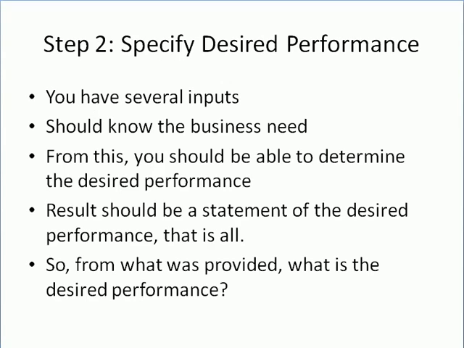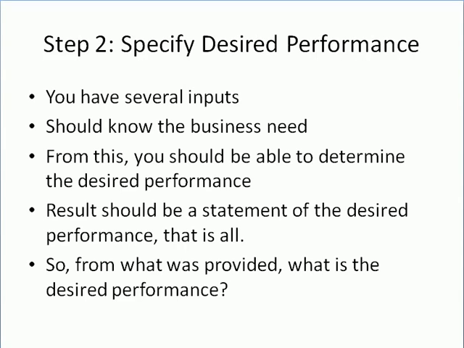Step 2 is to specify the desired performance. And again, I'll give you a moment to read what is on the screen. Basically, you have information given. You should know the business need, and from this you should be able to determine the desired performance. All that is needed here is for you to state what the desired performance should be. That's it.